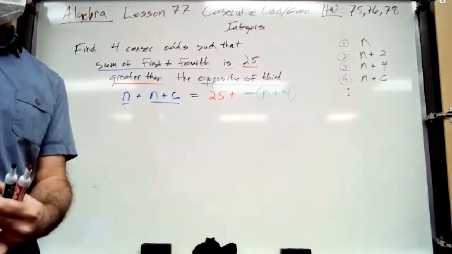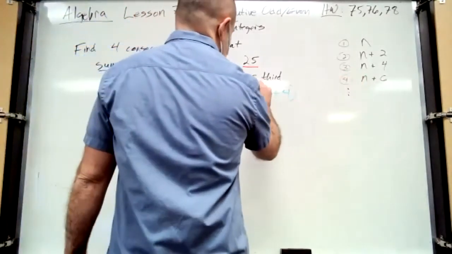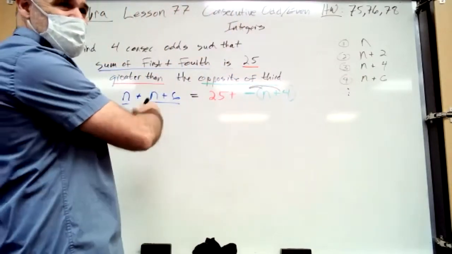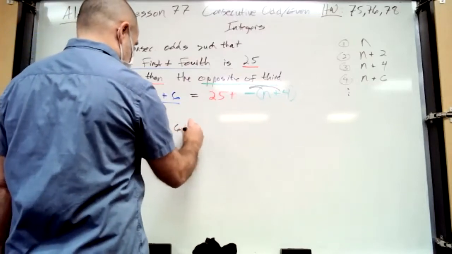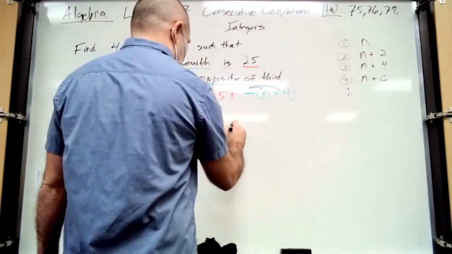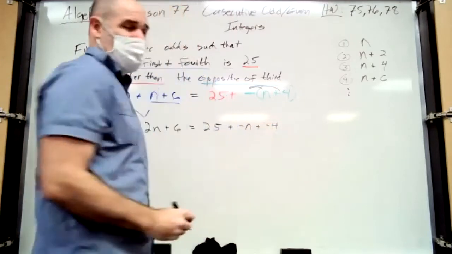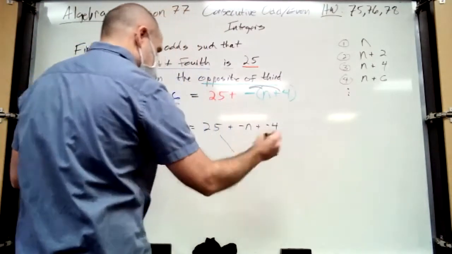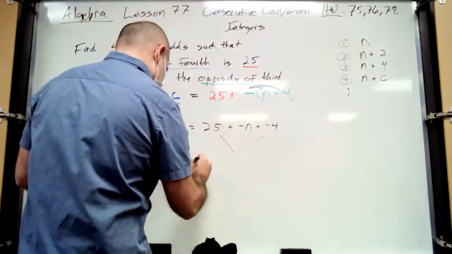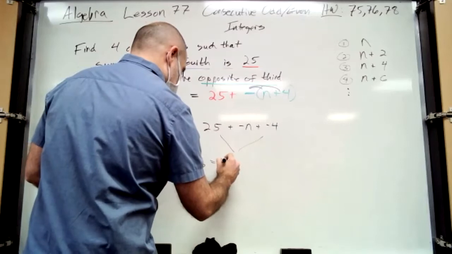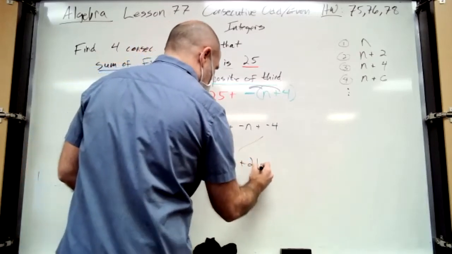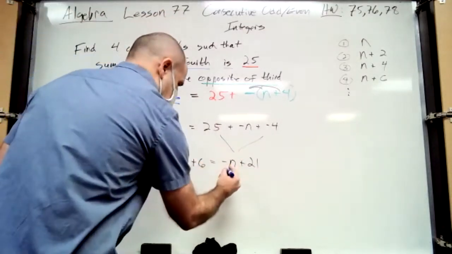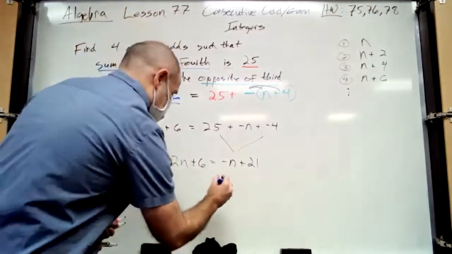All right, so simplify and solve. First step to simplifying is get rid of parentheses. Well, that's this guy right here. All right? So while I'm at it, I'm just going to simplify this side. This is 2n, right? 2n plus 6. So that side is simplified. This is 25 plus negative n plus negative 4. Don't forget that 4 needs to be negated as well. Okay, combine these terms. That's 21. So 2n plus 6 equals negative n plus 21, or 21 minus n, or 21 plus negative n, doesn't matter. Get rid of the smaller variable term, which is this guy. So how do you get rid of a negative n? Add n.